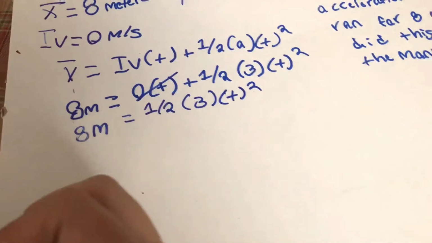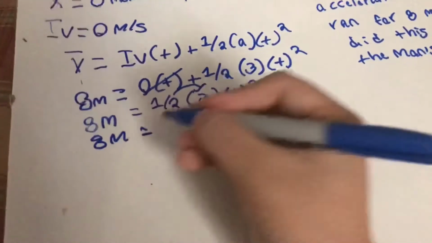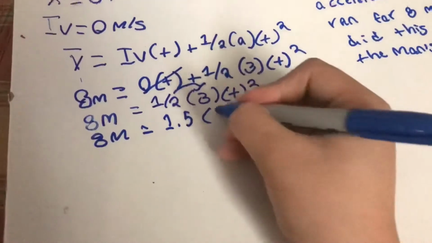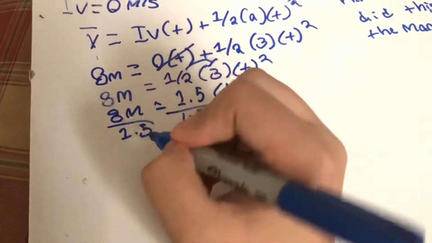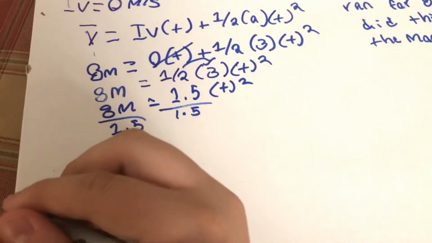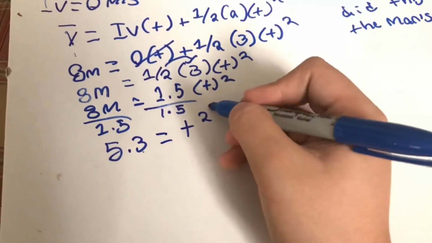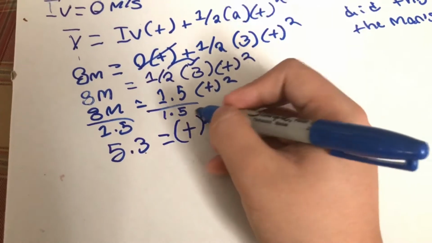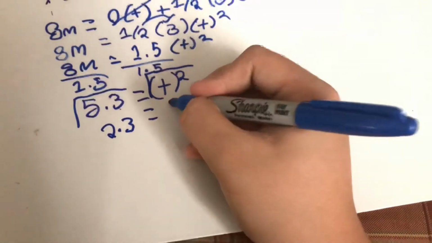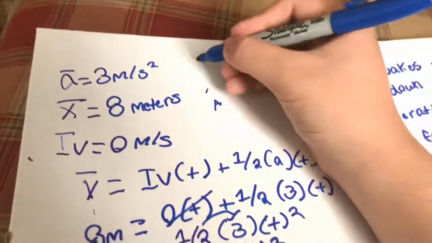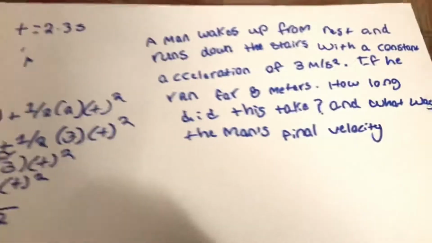So after that, we can figure out this by multiplying 1/2 with 3. Then we would have 8 meters equals 1.5 times time squared, which would allow us to divide 8 by 1.5, which would give us 5.3 equals time squared. And to get rid of the square, you can take the square root of the other side too, which would give us 2.3 equals time. So then we already figured out the time, which is 2.3 seconds. So that already answers one of our questions.